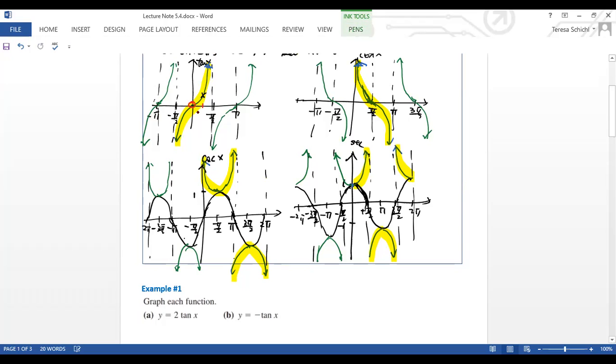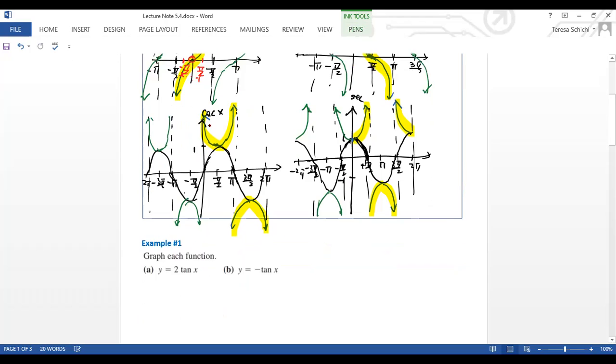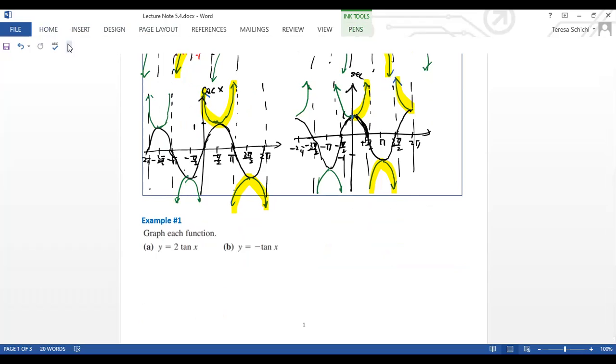Then at pi over 4, I have 1 here. Just like this is negative pi over 4, but I have negative 1 here. Right, so this is a point, I have negative 1 here. All right, so now let's take a look. How do I graph the first one, the tangent here?